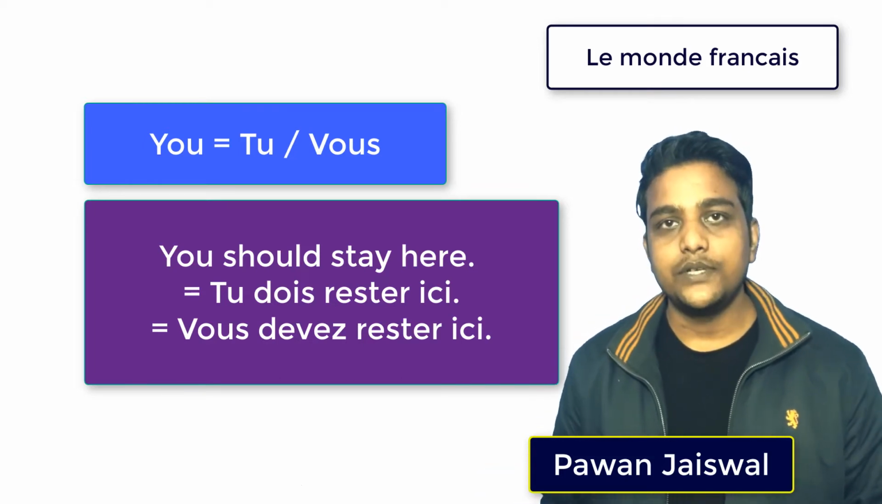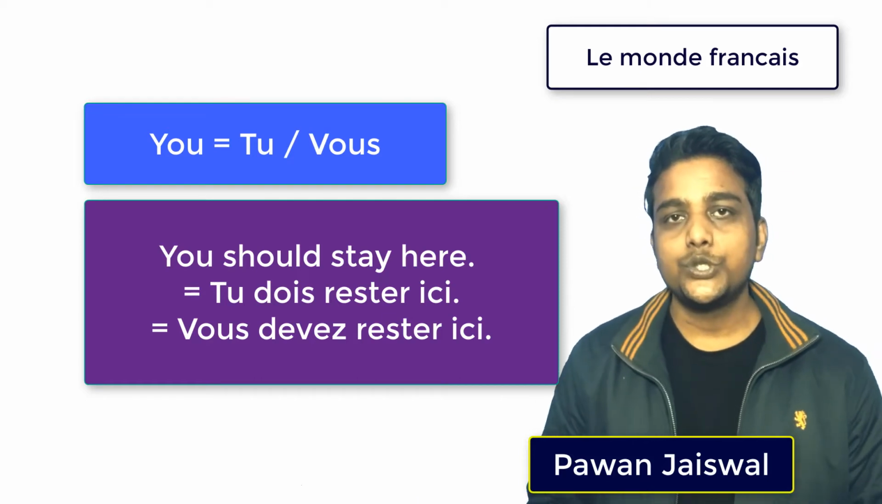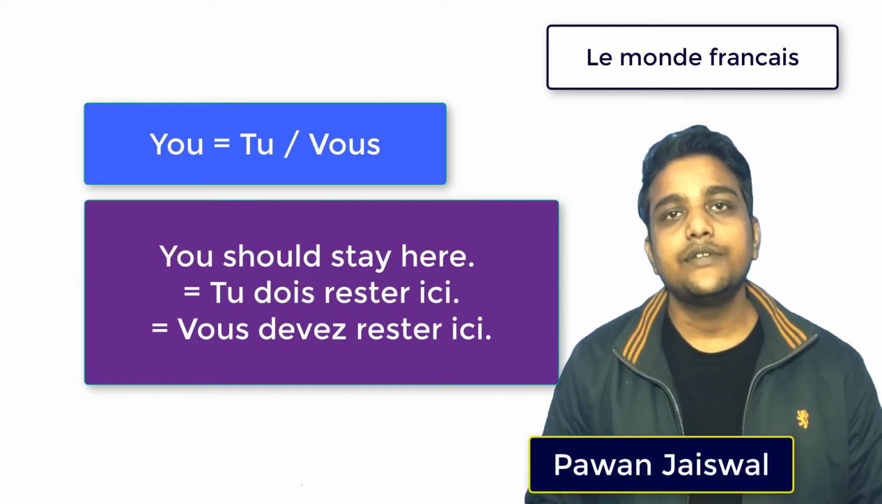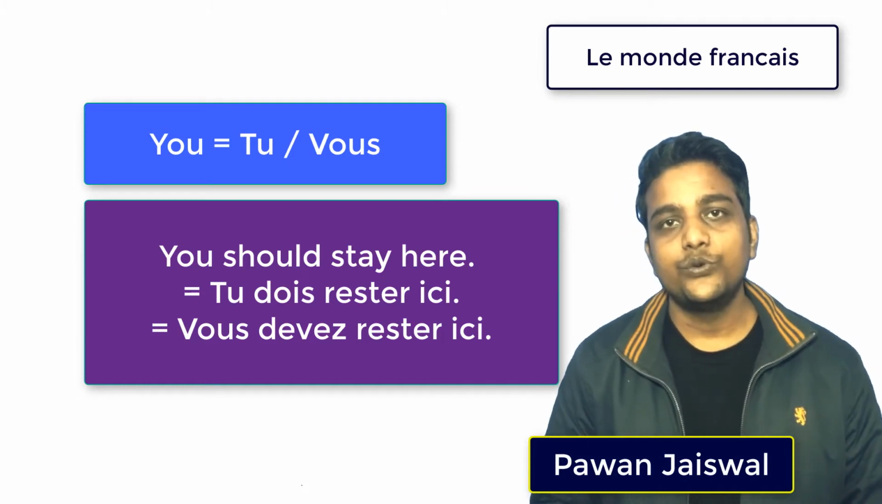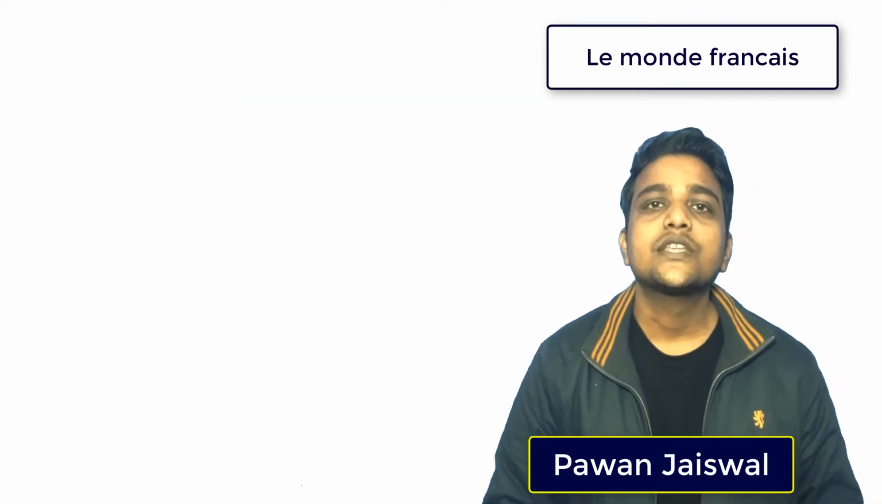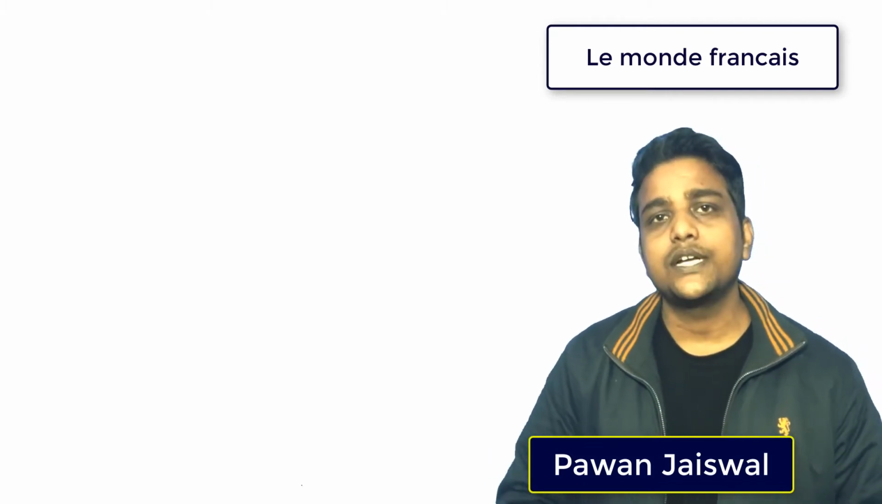And for the formal one, you have to stay here or you should stay here, the sentence would be vous devez rester ici. Vous devez rester ici. So in French, for informal you, we use the term tu, and for the formal one, we use vous. I hope that's quite clear.